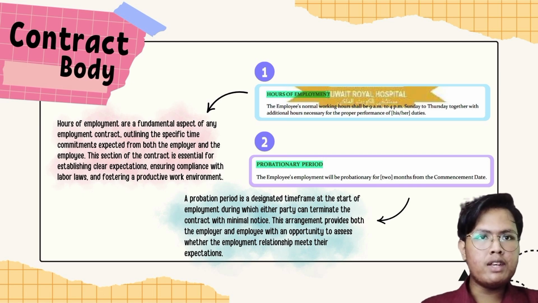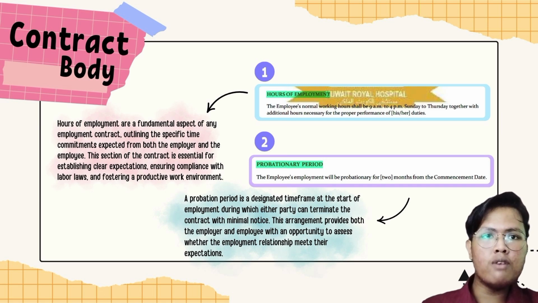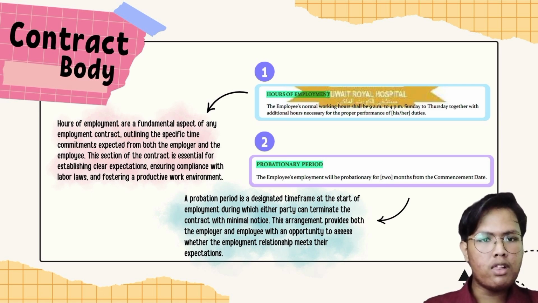The probation period is a critical component of many employment contracts, serving as an initial phase where both the employer and the employee evaluate their compatibility. This period allows for a mutual assessment of job performance and fit within the organization, typically lasting between 1 to 6 months.